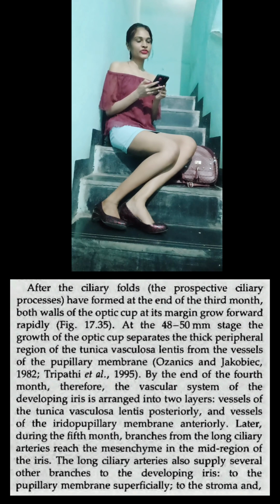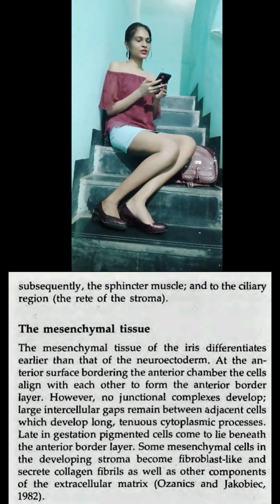Later, during the 5th month, branches from the long ciliary arteries reach the mesenchyme in the mid-region of the iris. The long ciliary arteries also supply several other branches to the developing iris: to the pupillary membrane superficially, to the stroma, and subsequently the sphincter muscle, and to the ciliary region. The rete of the stroma.